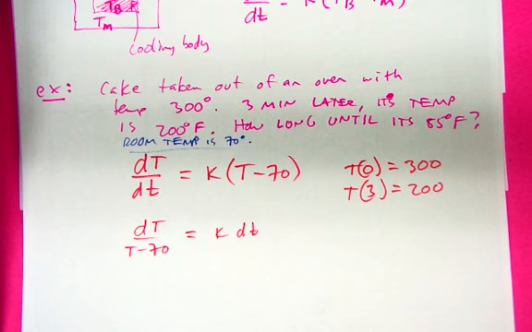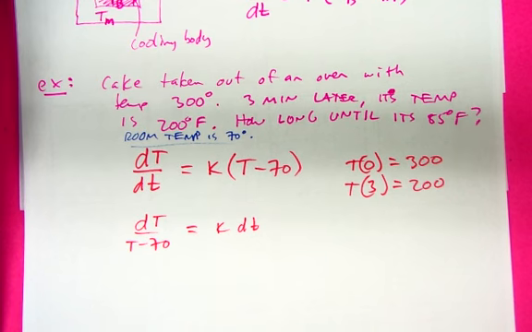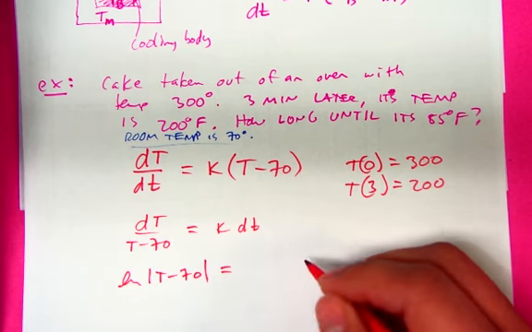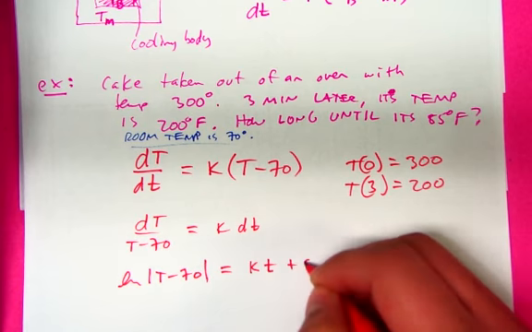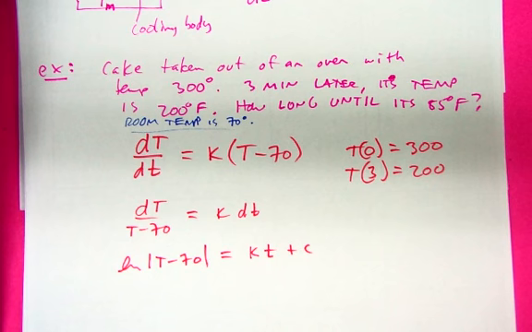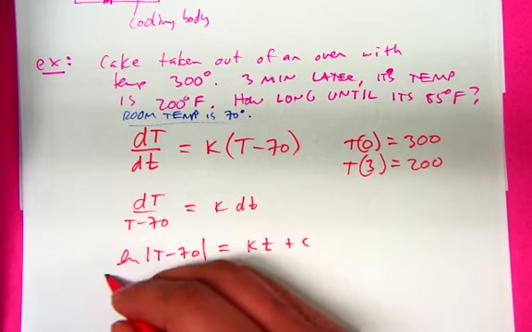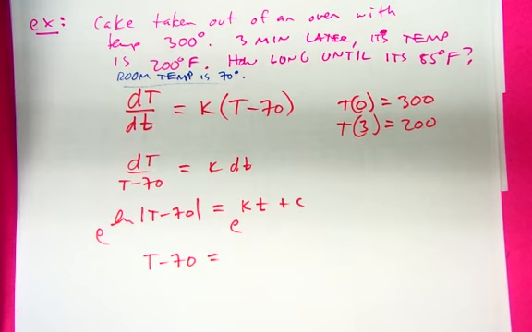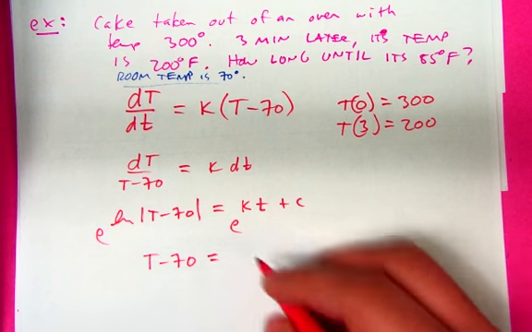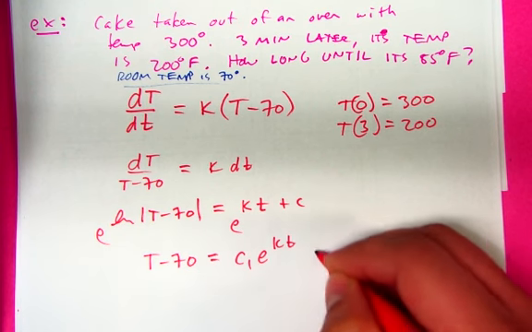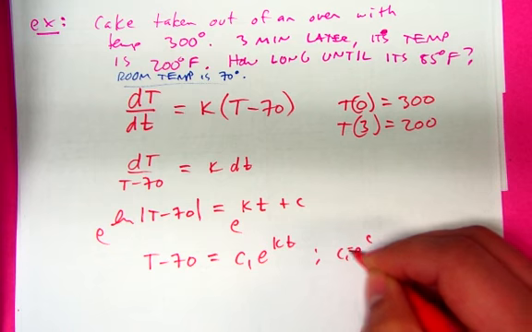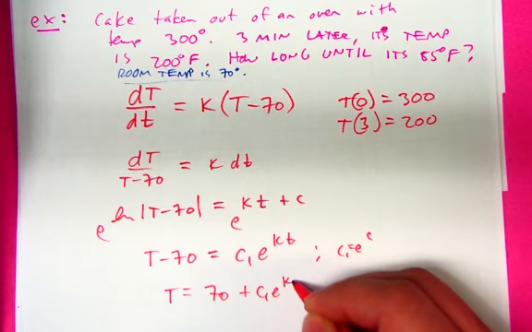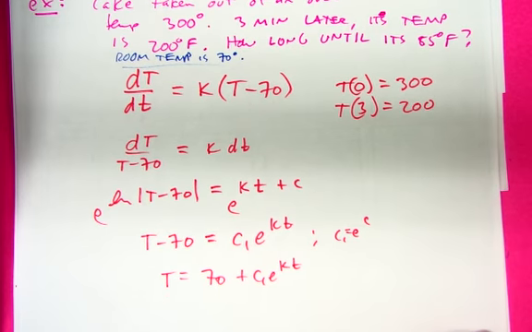So then on the left, when we integrate, we get natural log of T minus 70 equal to kt plus c. So now, if we exponentiate both sides, T minus 70 equals c1 e to the kt, where c1 is e to the c again. So then T is going to be 70 plus c1 e to the kt. So there's our model for what's going on in the room.